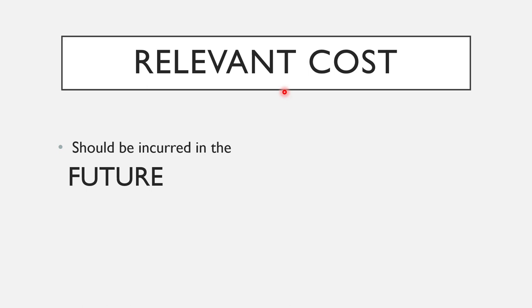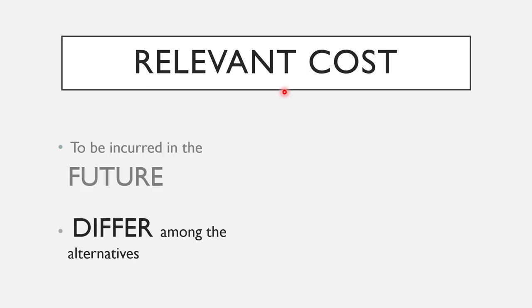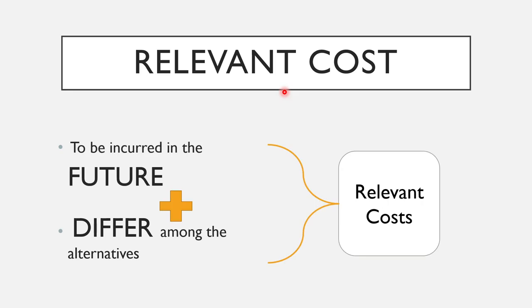Now, what are the requisites for costs to be relevant? Para masabi natin na may kinalaman yung cost information sa decision, number one, it should be incurred in the future. And number two, it should differ among the alternatives. These two requisites must concur in order for costs to be considered relevant. If one of them is not true, matik, hindi na relevant yung cost.